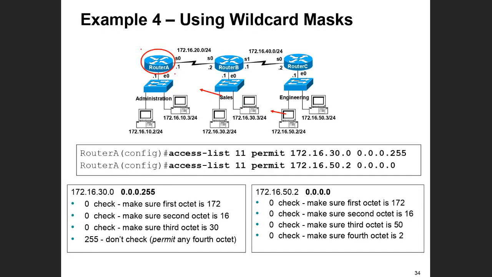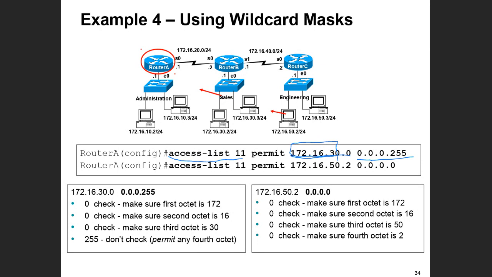Let's look at the first line. Access list 11, permit 172.16.30.0. Well, everybody on the sales network is 172.16.30.something. The wildcard mask means you must be 172.16.30.anything to match this line. Everybody on the sales network will be one of those numbers. They'll be 30.some value, .2, .3, .4, .5, whatever value they got. They're going to match that first line. They will be allowed to access the administration network because they got to key in sales orders to the administration computer.